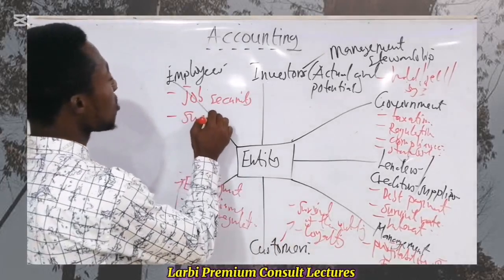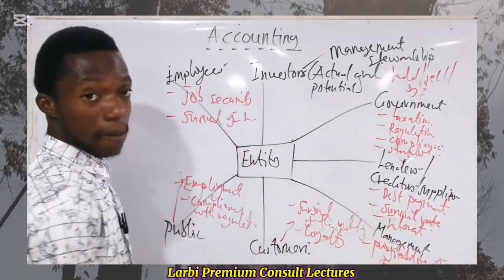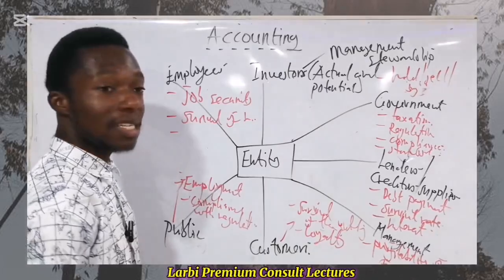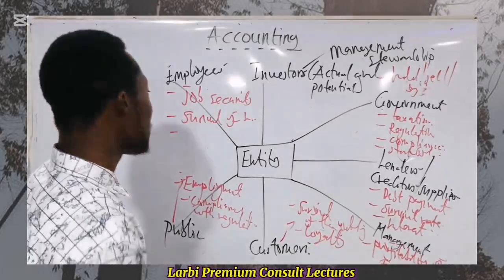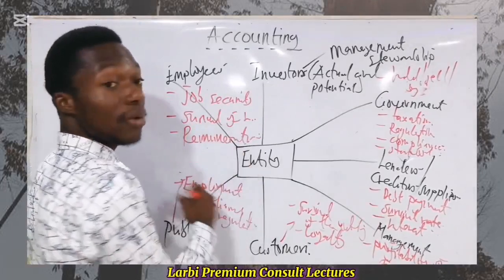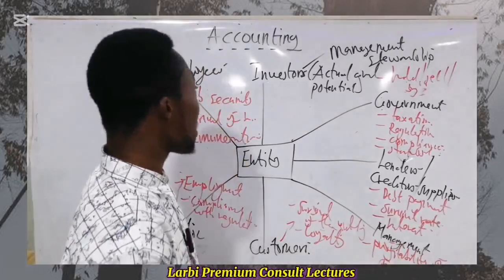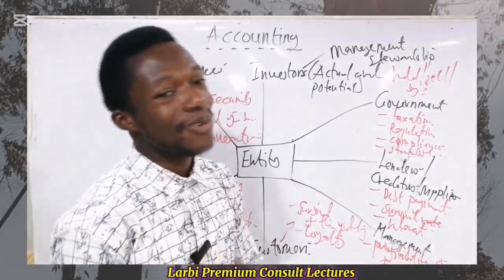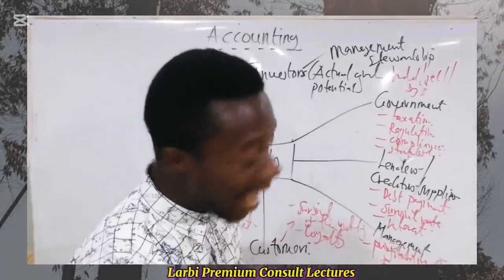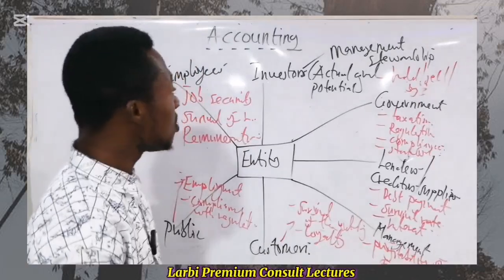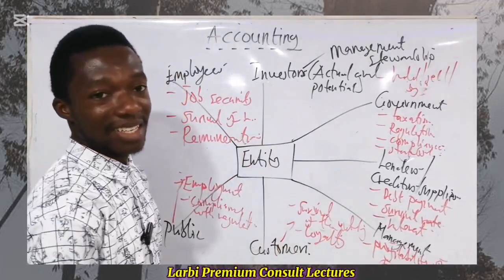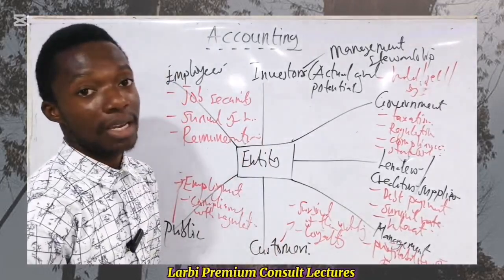And then survival of the business is also key. And one other important reason employees need accounting information has to do with the ability of the firm to pay them their remuneration, wages, salaries and allowances. All these are key things that employees look out for in the financial statement. And these are the things that these users, the 7 users as per the conceptual framework, look out for in accounting information.